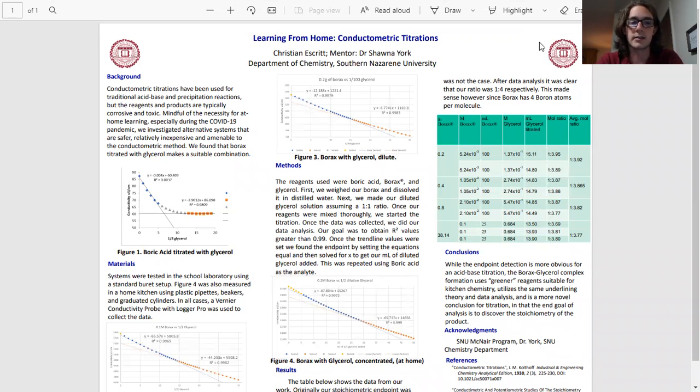These can, however, be toxic and dangerous using acids and strong bases. And being mindful of the fact that many students would have to be at home due to COVID-19 and not being able to be in the lab or the classroom. Our goal is to develop a safe and inexpensive lab that could be done at home for students who cannot be in person. And we found that borax and glycerol made for a good combination of reagents.